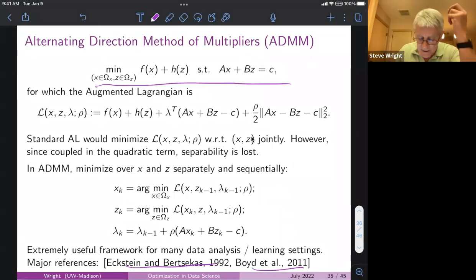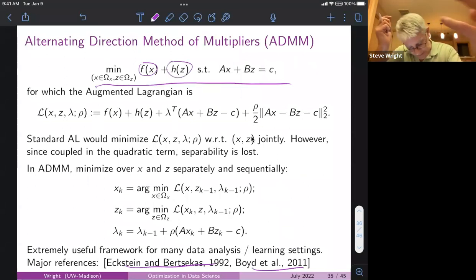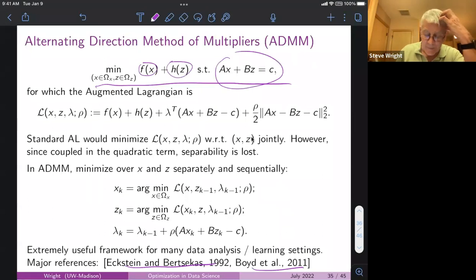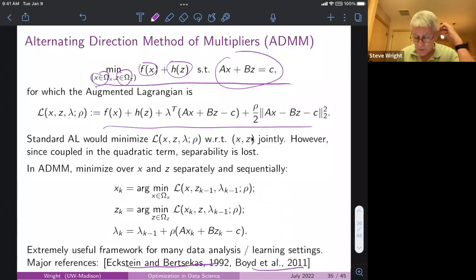Got to remember to say Z here, so that you can break down the objective into two pieces, one depending on X, one depending on Z, and you've got a linear constraint that links these two things. And you might also have additional constraints on the X and Z separately, okay? So the idea here is you basically treat it like augmented Lagrangian. You write down the augmented Lagrangian for exactly this problem. So here's the augmentation penalty term, here's the original Lagrangian.